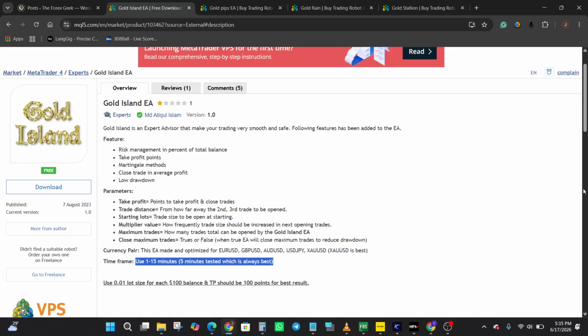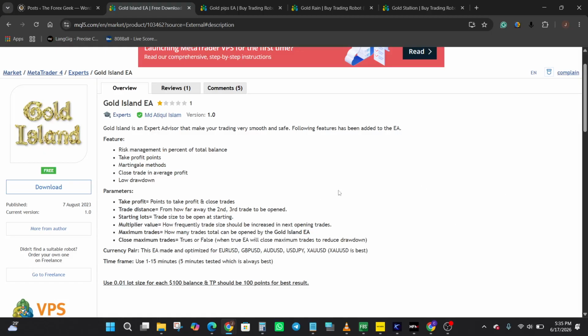Now, as I move into the settings section, the configuration options are fairly straightforward. The take profit parameter controls the profit target used to close trades. Trade distance determines how far price must move before additional positions are opened. There is also a starting lot setting for the initial trade size, along with a multiplier value that controls how trade sizes increase for subsequent positions.